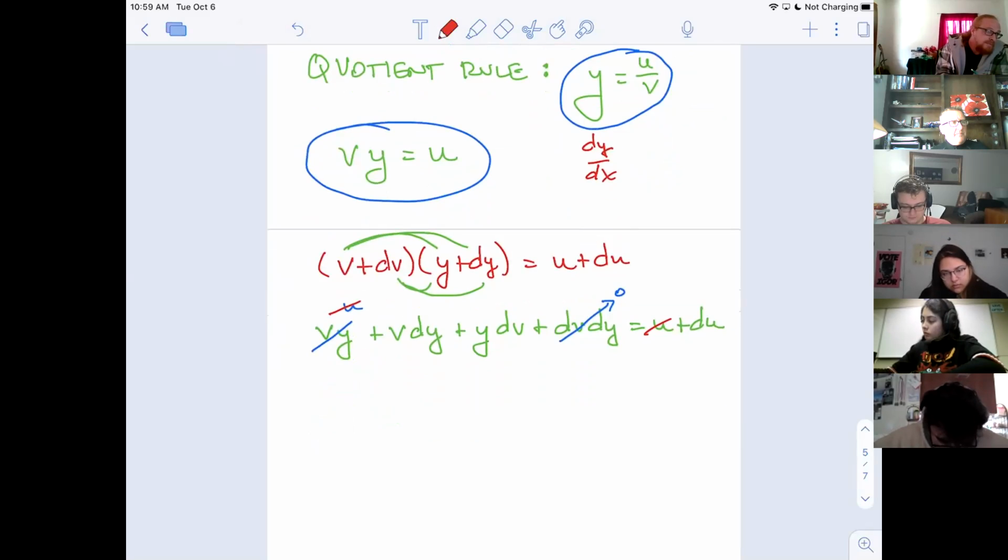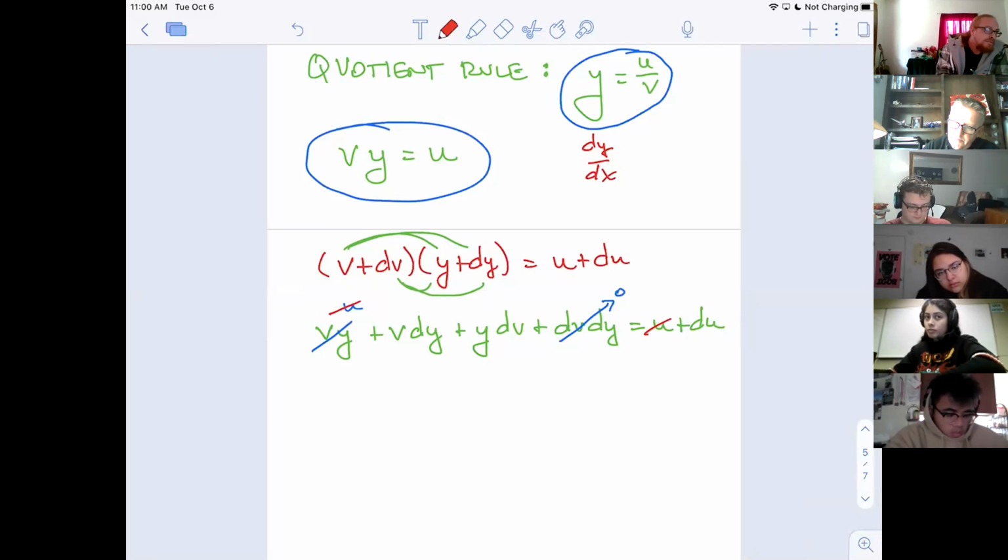Wait, yeah, go ahead. So in the middle you have V dy, and then you add y dv. Isn't that the same thing? No, because it's V, which is some equation like the sine of X times a tiny amount of Y, and then it's Y times a tiny amount of V. Oh, never mind. So they're not quite the same. They're close, but they're not quite the same.